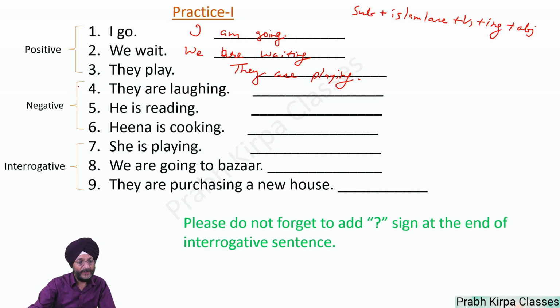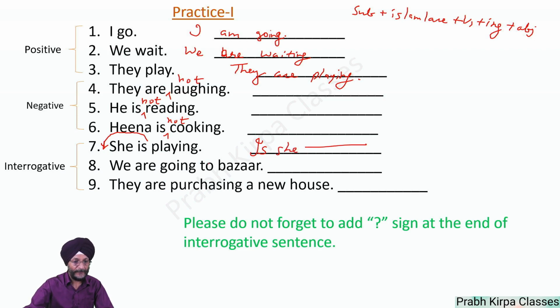Then we have to convert these sentences into negative. We have to simply add not. "They are", we will add here not: "They are not laughing." "He is not reading." "Hina is not cooking." And in the case of an interrogative sentence, as already told, we will take is/am/are to the start of the sentence, and the sentence will become "Is she sleeping?" and are will come to the start of the sentence.